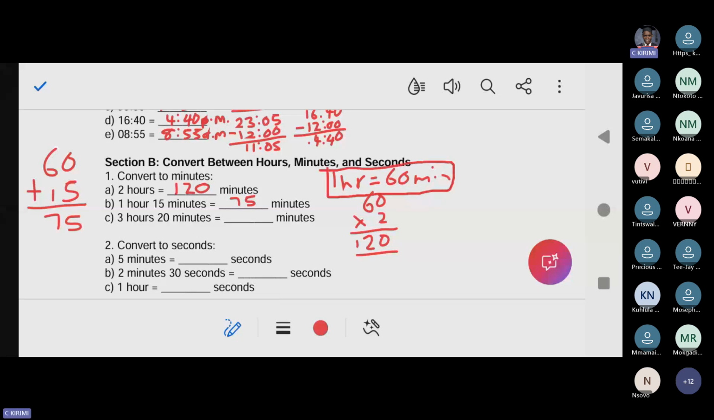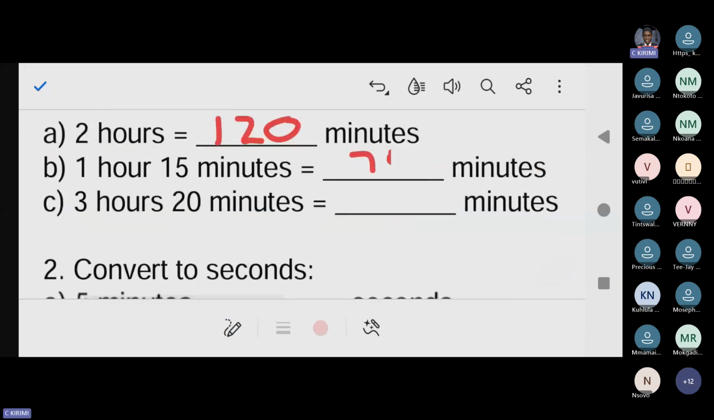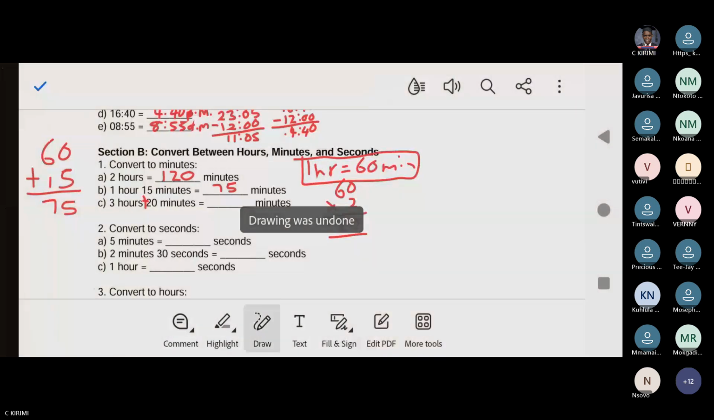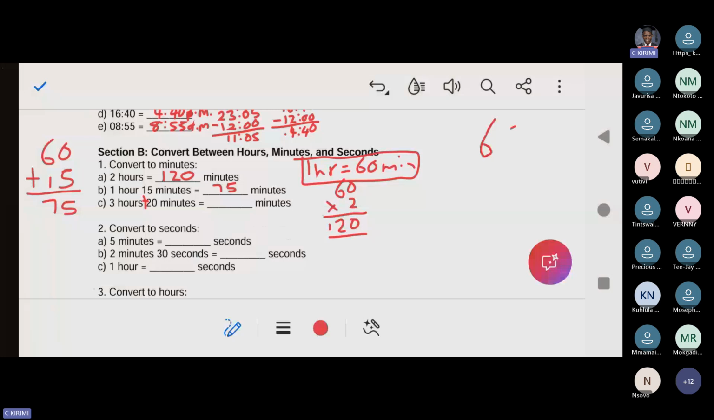And for number C, 3 hours, 20 minutes. You are adding 3 hours plus 20 minutes, and they want the time in minutes. So first you convert these 3 hours. How do you convert 3 hours to minutes? You multiply by 60. So 60 minutes times 3 hours, which means we are going to get 180 minutes.